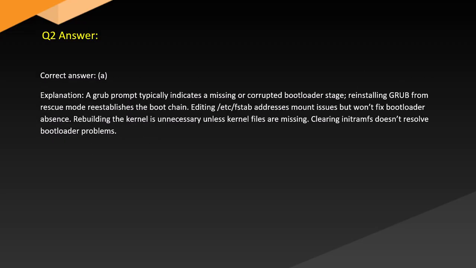Answer. Correct answer, A. Explanation. A GRUB prompt typically indicates a missing or corrupted bootloader stage. Reinstalling GRUB from rescue mode reestablishes the boot chain. Editing fstab addresses mount issues but won't fix bootloader absence. Rebuilding the kernel is unnecessary unless kernel files are missing. Clearing initramfs doesn't resolve bootloader problems.